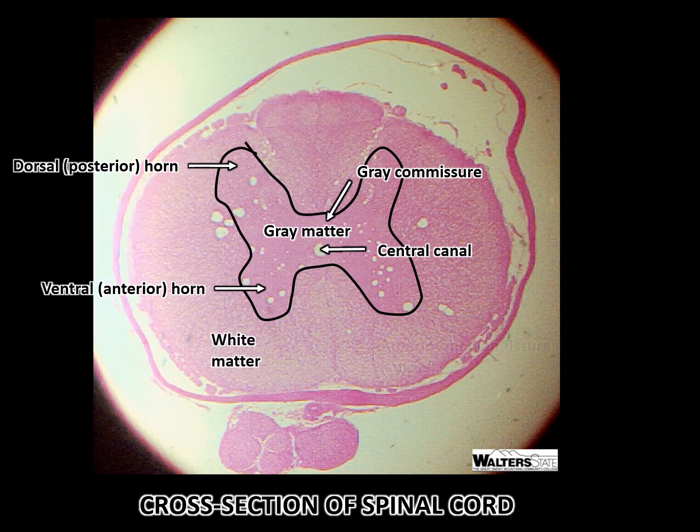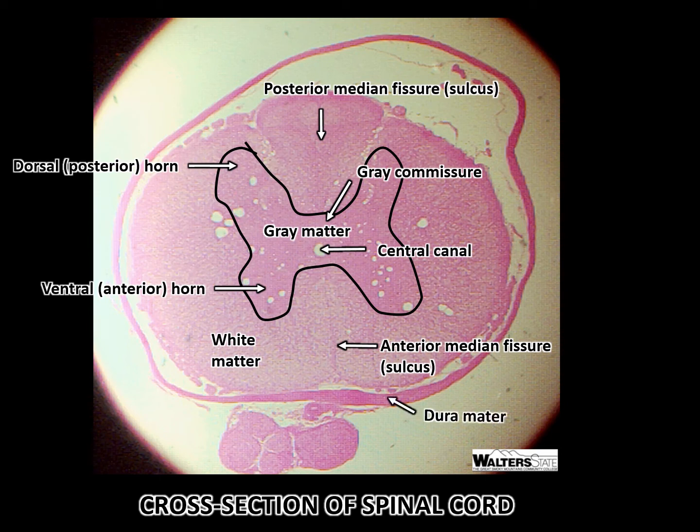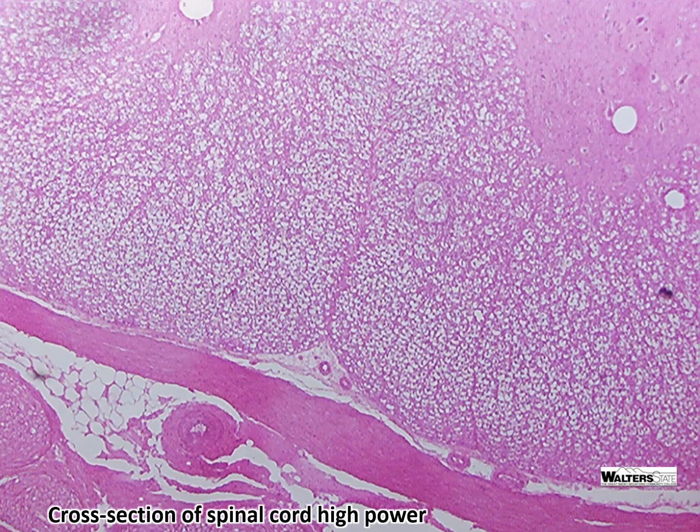This is white matter. This is the anterior median fissure, sometimes called the anterior median sulcus. This is the posterior median fissure, sometimes called the posterior median sulcus. And this is the dura mater.